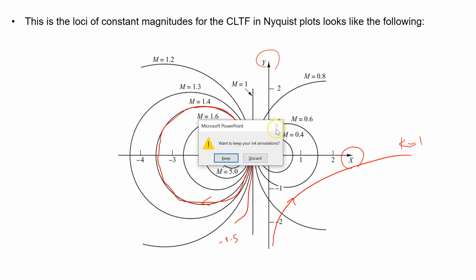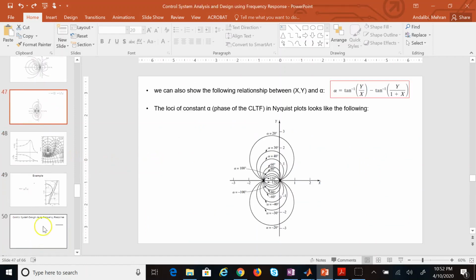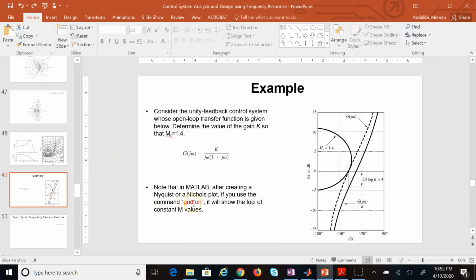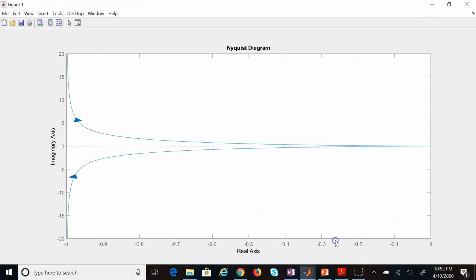And the question is, can I plot all of the circles like here in MATLAB too? And the answer is yes. All you need to do, and I mentioned that here for you in this example, for a Nyquist or a Nichols plot, just say grid on. As simple as that. It's not like a Bode plot that turns on the vertical and horizontal grid lines. This is different. Look, again, this is the Nyquist of the system with K equal 1.